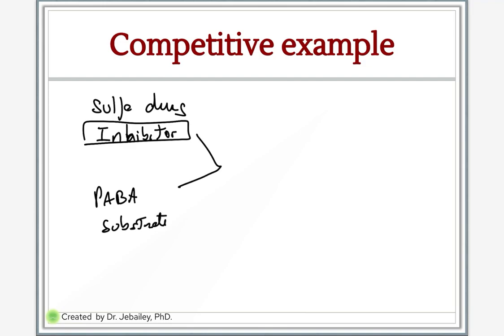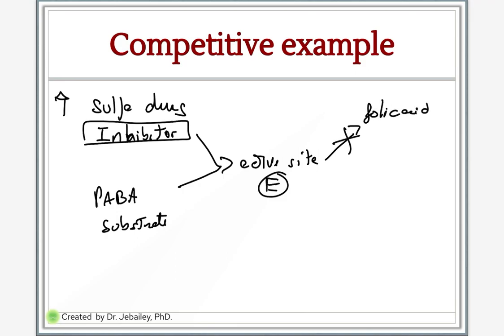Now, what do they do? They are competing for the active site of the enzyme. They're both competing, and whoever gets it wins. So if you have more of, let's say, the sulfur drug, then the active site will not produce the folic acid. There's no production and the bacteria die.